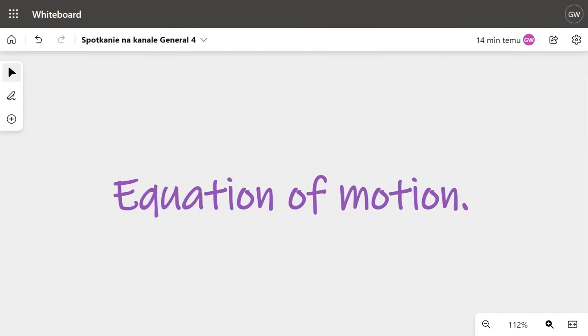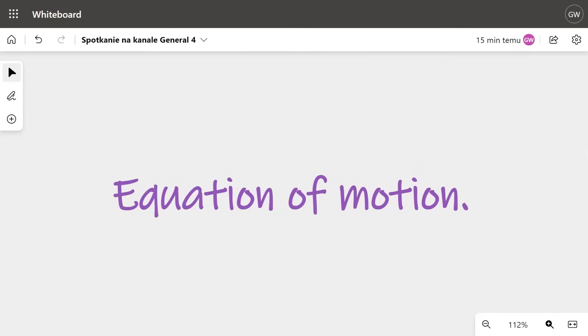Today we'll talk about equation of motion. Equation of motion allows us to calculate coordinate of final position if we know coordinate of initial position, initial velocity vector, its magnitude and direction, and acceleration vector, its magnitude and direction, and time.